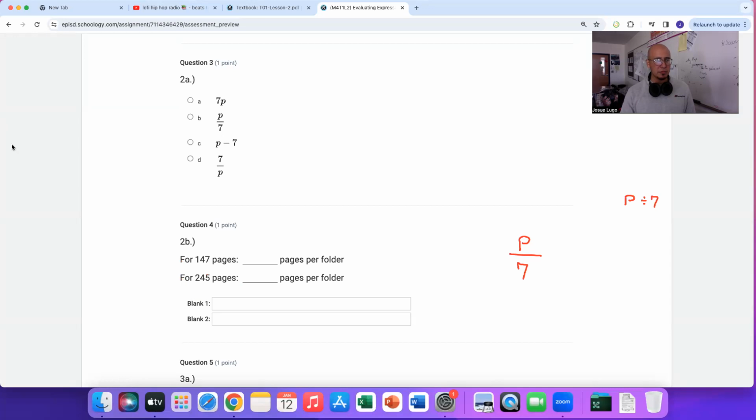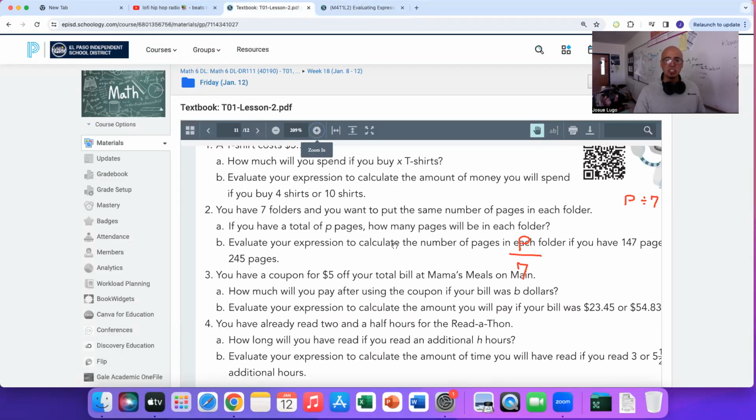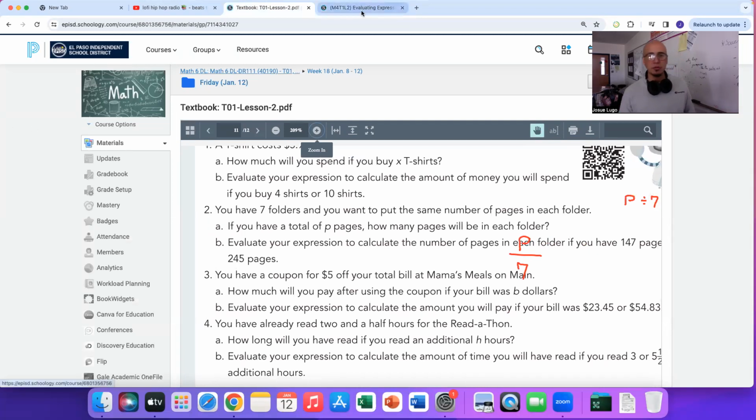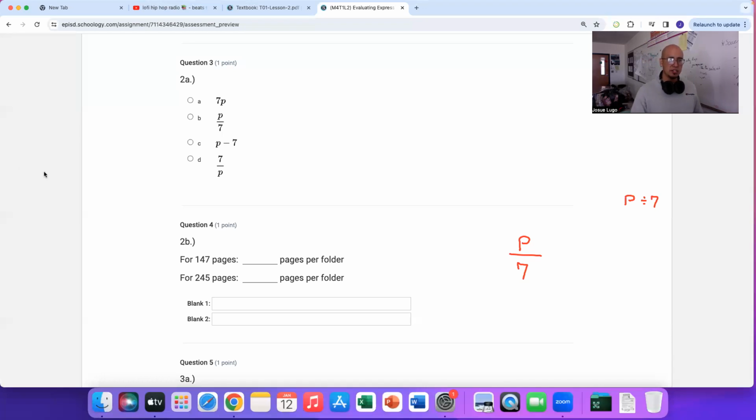So in 2B, we see, well, how many pages per folder will we have for 147 pages? How many pages per folder will we have for 245 pages? And again, that information was from here. Evaluate your expression to calculate the number of pages in each folder if you have 147 pages or 245 pages. All right, so let's just replace the variable. We have 147 pages, so let's divide 147 by 7. And then we have 245, so we're going to divide 245 by 7. So let's work each of these out.